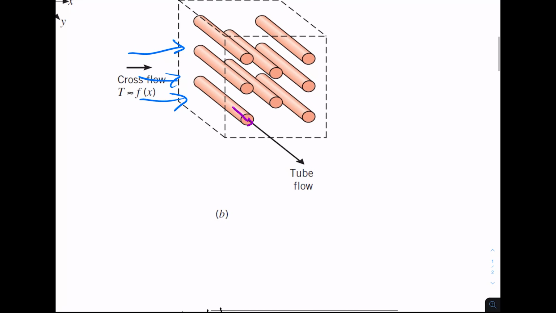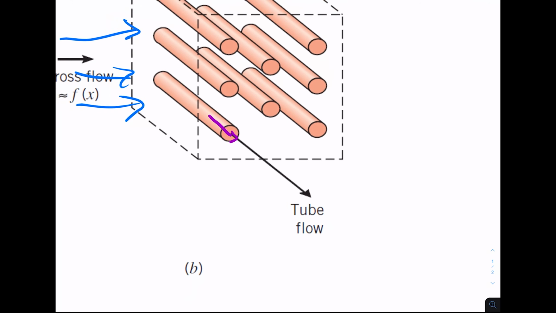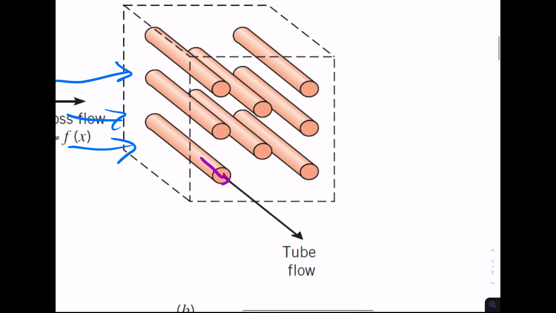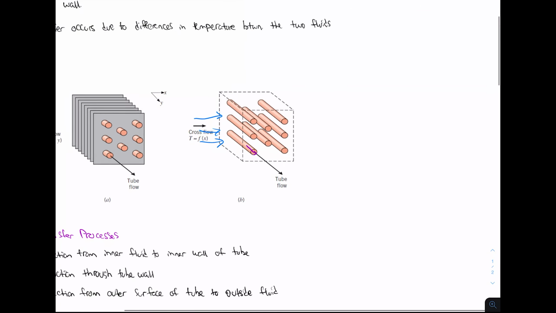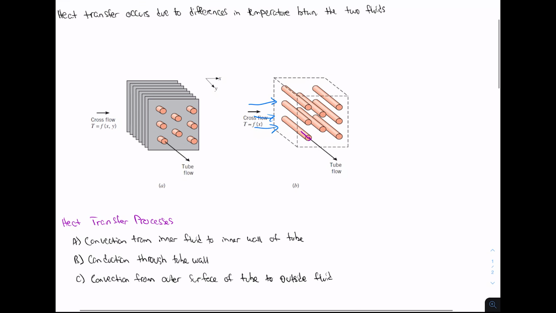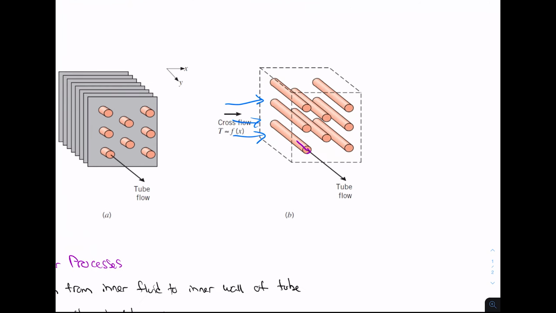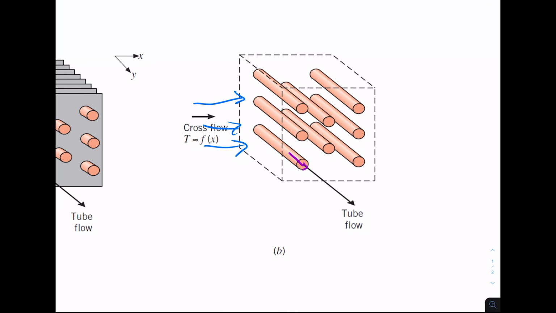Okay, so if we have a thicker tube wall, then we're going to have more resistance there. So if we want to increase our heat transfer, we should have a thin wall with a material that is highly conductive. Okay, and then the next heat transfer process that we're going to have is convection once again. This time we're going to have convection from the outer surface of the tube to the outside fluid. Okay, so that's when we have our cross flow here. From this cross flow in blue, that's going over the tube, so we have convection between that outer fluid and the outer surface of the tube wall.